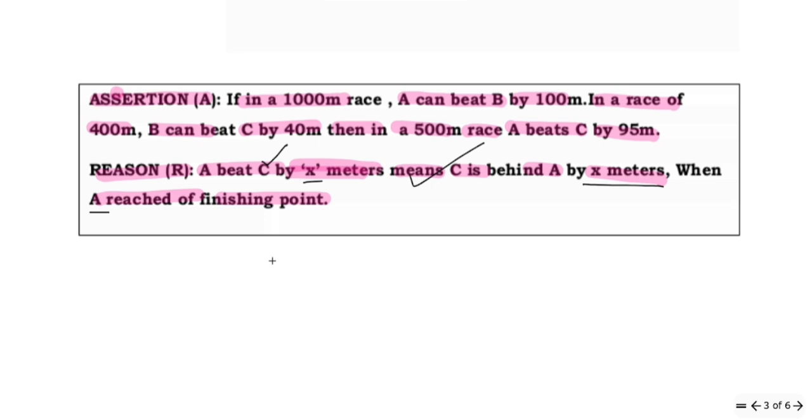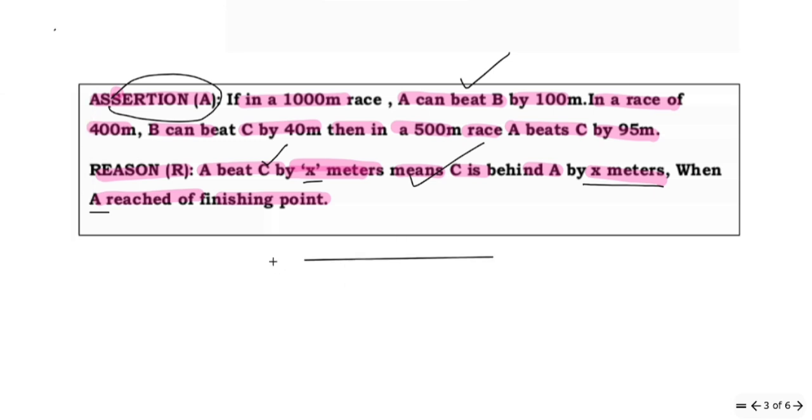Now we need to think about our assertion. In the assertion, they are telling us that we have a 1,000-meter race. In that 1,000-meter race, they have given that A can beat B by 100 meters. Okay, now we'll try to express them as a ratio. Then only we can compare and finally give the answer properly. So we can visualize that also.